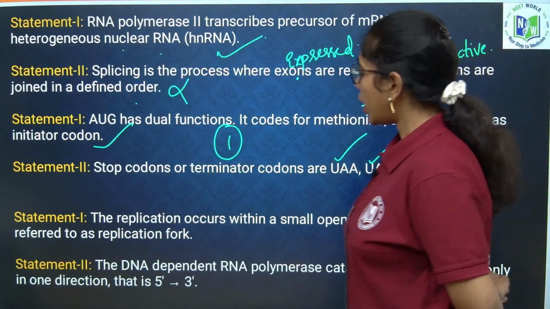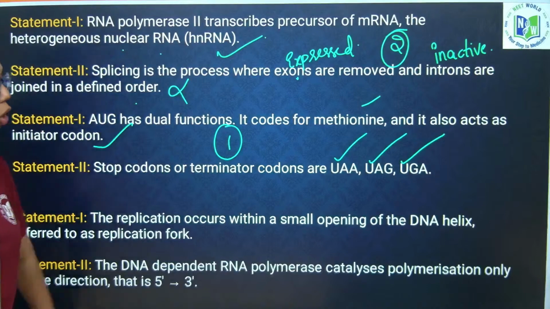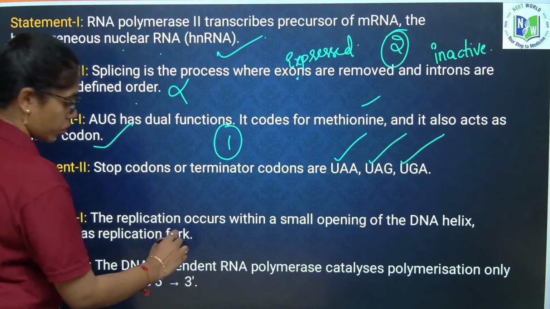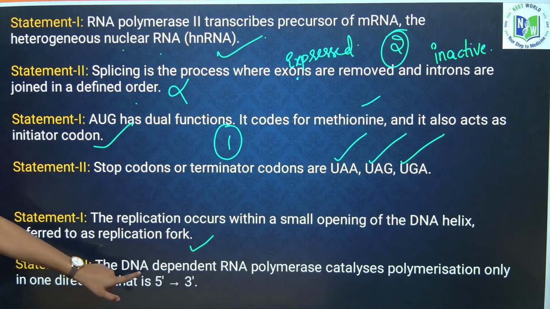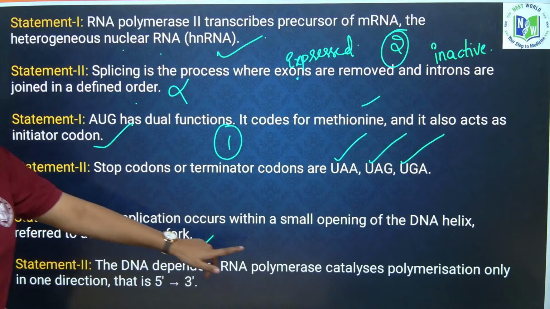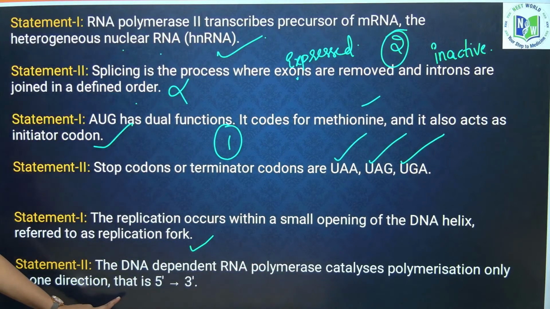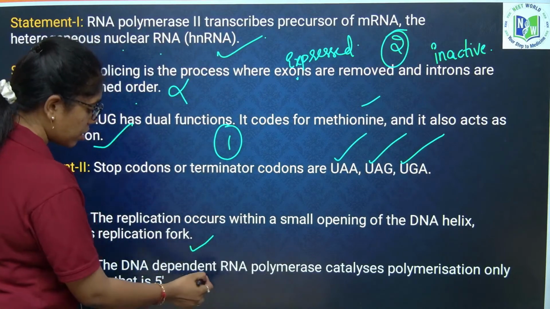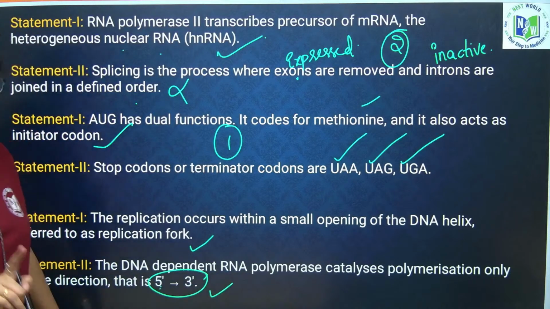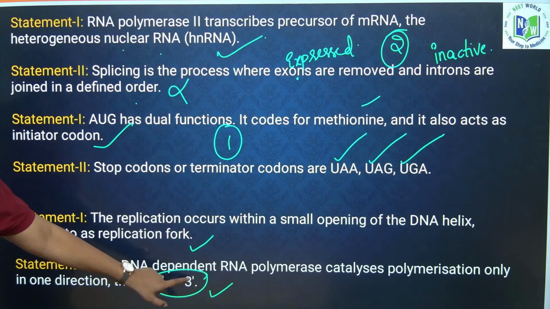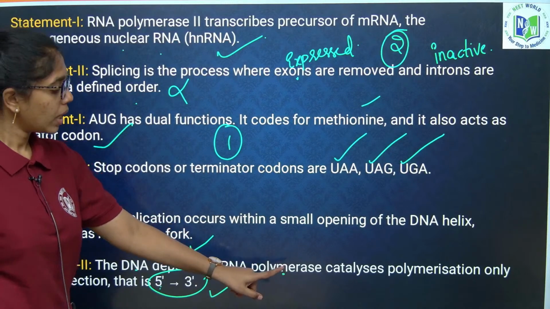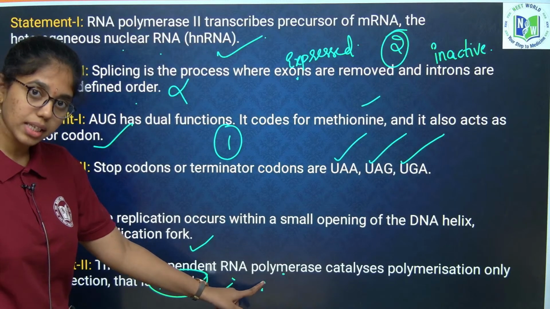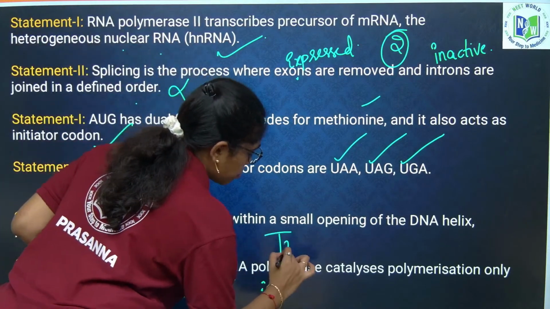Next question. The replication occurs within a small opening of the DNA helix referred to as the replication fork. True. The DNA dependent RNA polymerase catalyzes polymerization only in one direction, that is 5' to 3'. I already told you polymerization happens in 5' to 3' only. True. But now I would like to ask you, DNA dependent RNA polymerase, he is saying. DNA dependent RNA polymerase means it is conducting replication or transcription? Of course it is transcription.